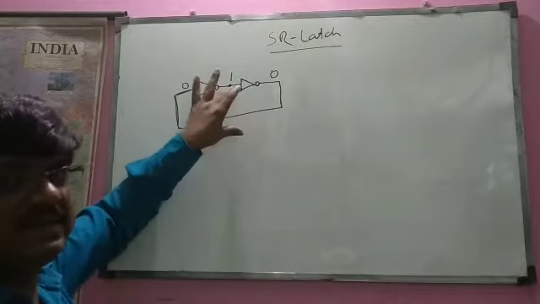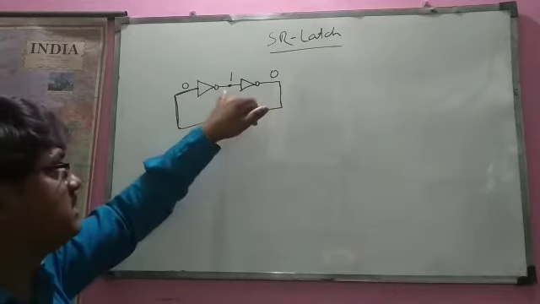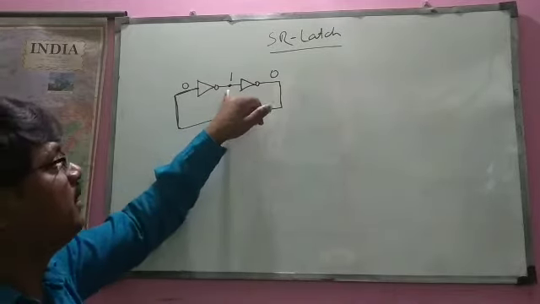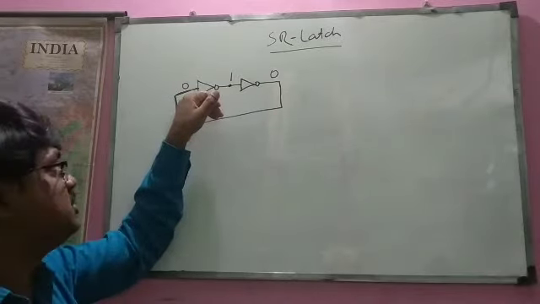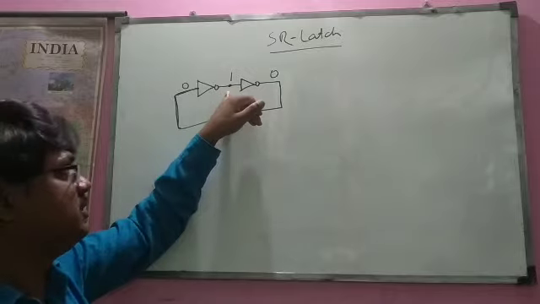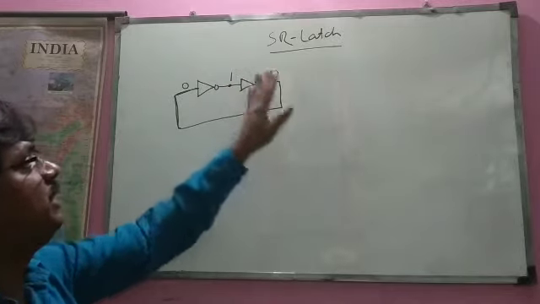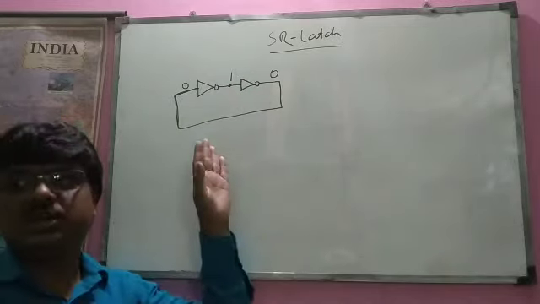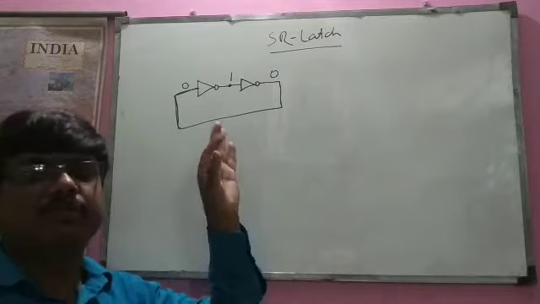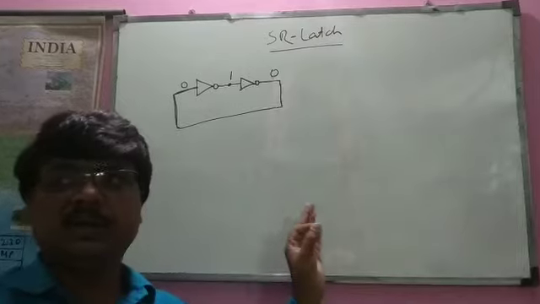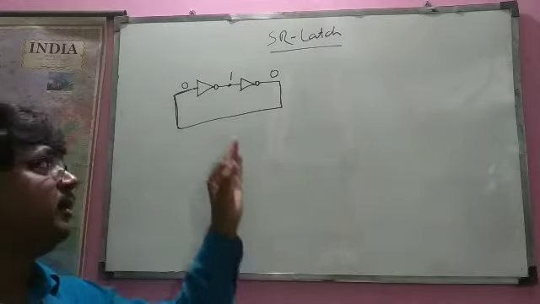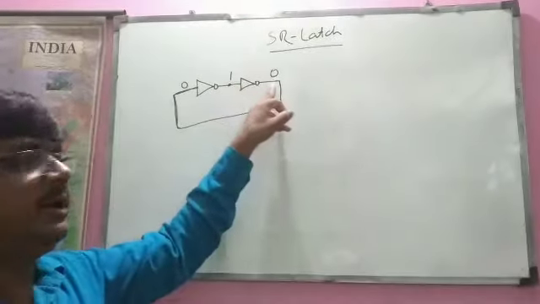Once it is set like this, if this is 1, it will be 0, and this 0 is connected here. So if this is 0, this will be 1. If this is 1, this is 0. So it is not going to change anymore. If the power supply is there, and if the NOT gate is working properly, it will remain at 1, it will remain at 0.